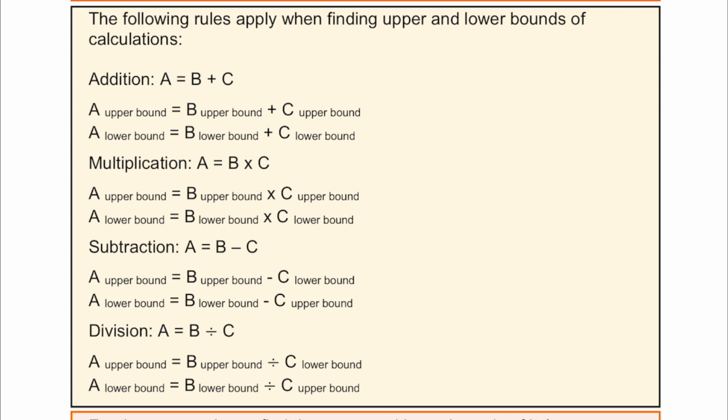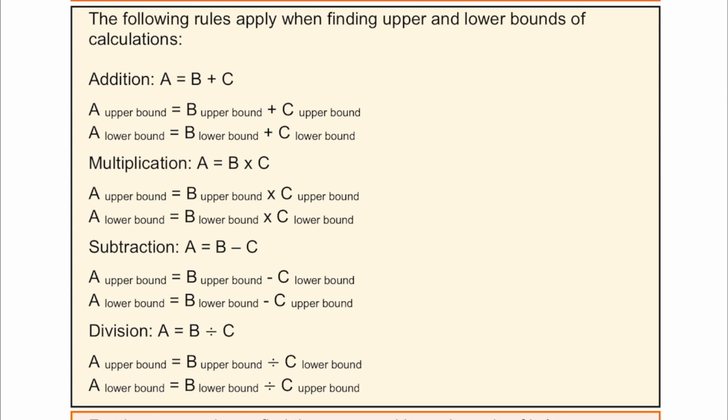So if you're doing subtractions with upper and lower bounds, if you want your final answer to be as big as possible, you need to do a big number take away a small, and then the inverse. If you want your answer to be as small as possible, you want to start with a small number and take something big away from it. Division works in a similar way. Again, just think it through logically.